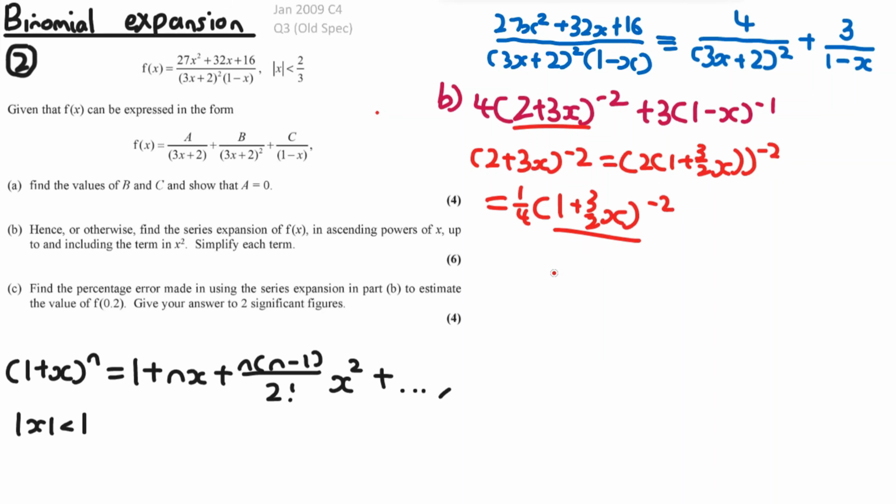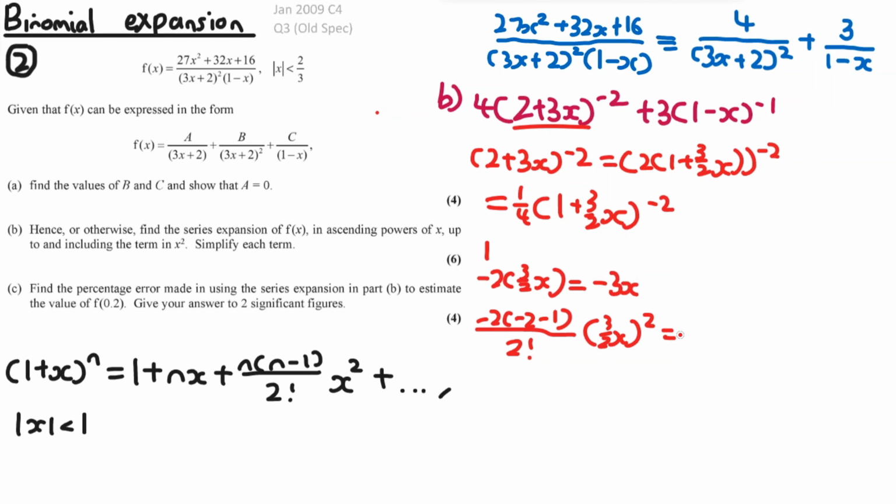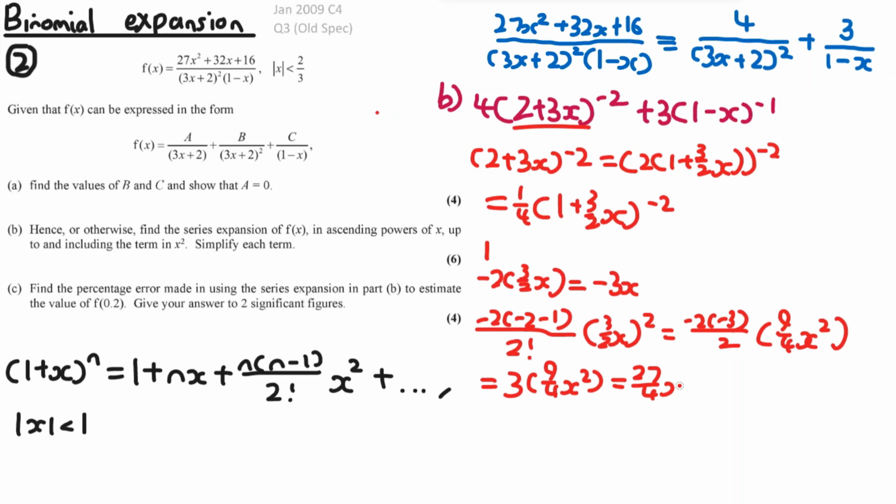And then what we can do is expand this. So the first term is going to be 1, the second term is going to be minus 2 times 3 over 2 x, which is equal to minus 3x, and then the next term is going to be minus 2 times minus 3 over 2 factorial, times 3 over 2 x squared, which is equal to minus 2 minus 3 over 2 of 9 over 4 x squared like this. This 2 cancels out with this, and the two negatives cancel out to give 3 of 9 over 4 x squared, and this is equal to 27 over 4 x squared.